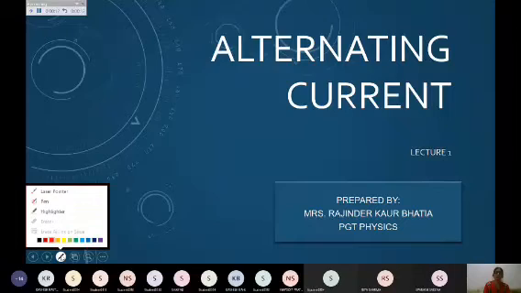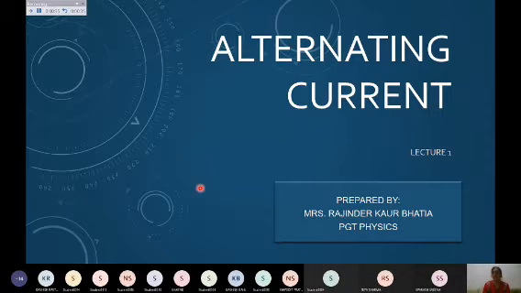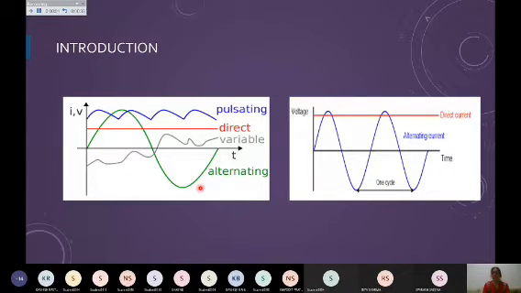Next topic with you, next chapter in your NCERT of course, that is alternating current. Now we have to go into the details of alternating current. Of course, to begin with, these are the different types of currents which are shown, the variation of the current or EMF with time.